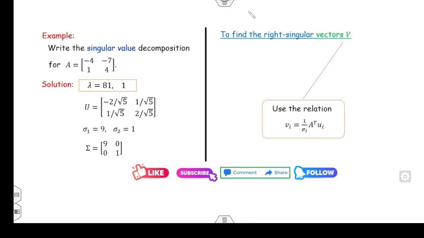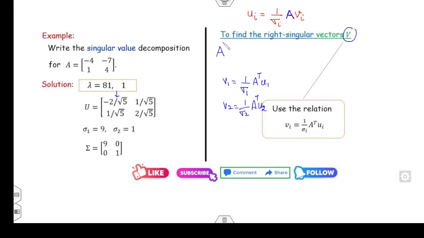In the previous example, we found the value of ui, which is 1 over sigma i times A into vi. Fine. But here our target is to find v. So instead of A, I can use A transpose. That means your v1 will be 1 over sigma 1 A transpose of u1. u1 is my first column. Similarly, v2 is 1 over sigma 2 A transpose into u2.